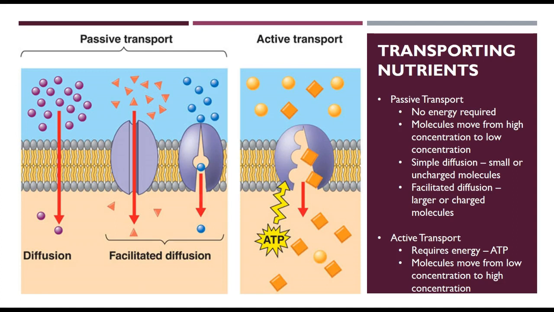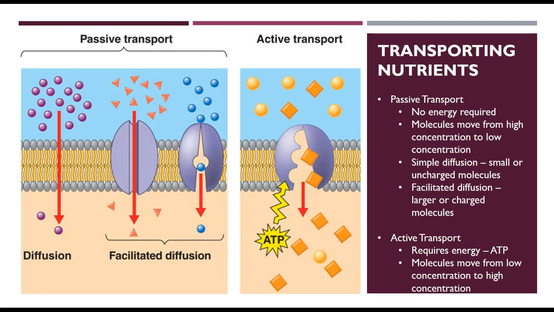Some molecules are either charged and don't naturally flow across the membrane, or they are too large and they just need some help to get across the membrane. So we have to use a protein within the plasma membrane in order to move those molecules. And this is facilitated diffusion. So facilitated, they need some help, or a facilitator to help them get across the membrane.